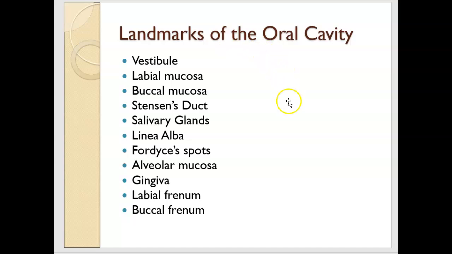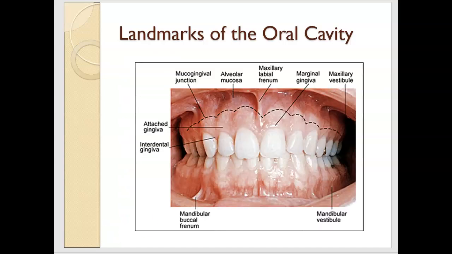Landmarks of the oral cavity include vestibule, labial mucosa, buccal mucosa, Stensen's duct, salivary glands, linea alba, alveolar mucosa, gingiva, labial frenum, and buccal frenum. The attached gingiva, the labial frenum, mandibular vestibule, mandibular buccal frenum.